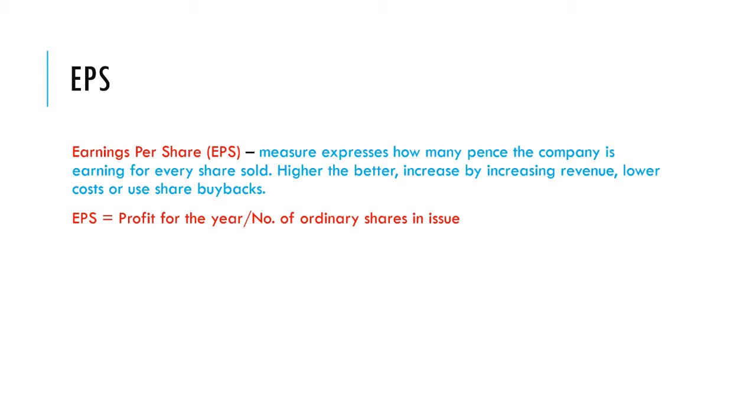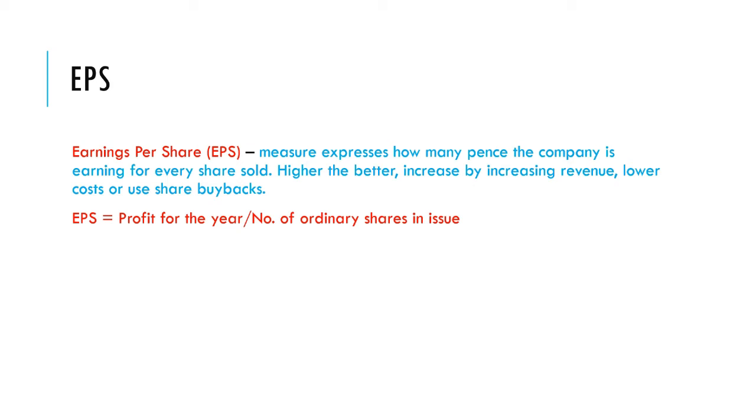The EPS is a new one. This is earnings per share. This will be expressed in pence if you're asked for units. This measure will express how many pence the company is earning for every share sold, and the higher the better. You increase it by increasing revenue, having lower costs, or using share buybacks. EPS is calculated by the profit for the year divided by the number of ordinary shares in issue.